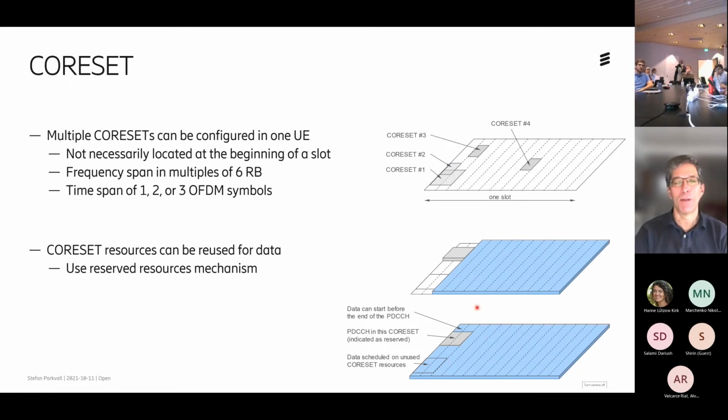Maybe that sounded more complicated than what it is, but the idea is to avoid always ending up in this situation where I need to waste 2 OFDM symbols, even if I just use this part for control signaling, to be able to reuse this unused area around it for data as well.